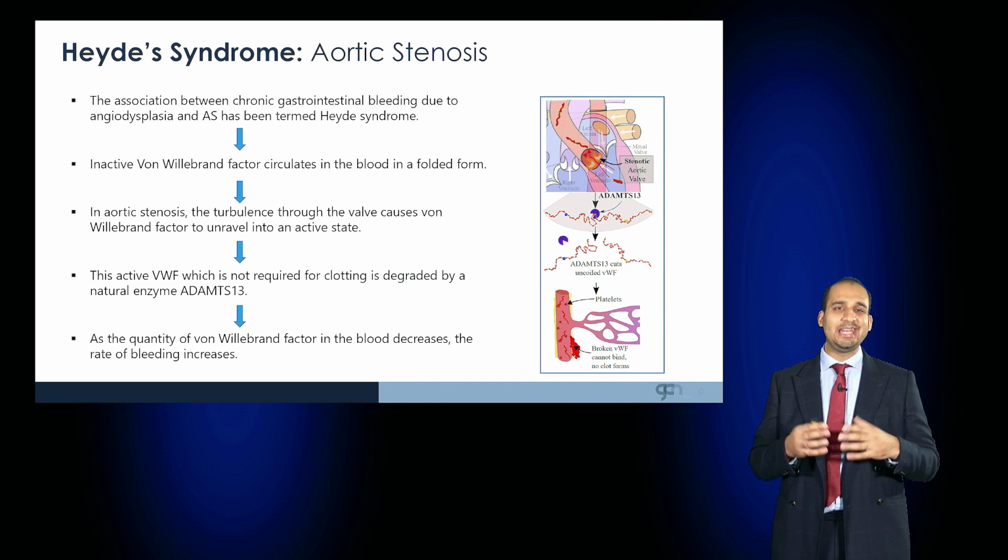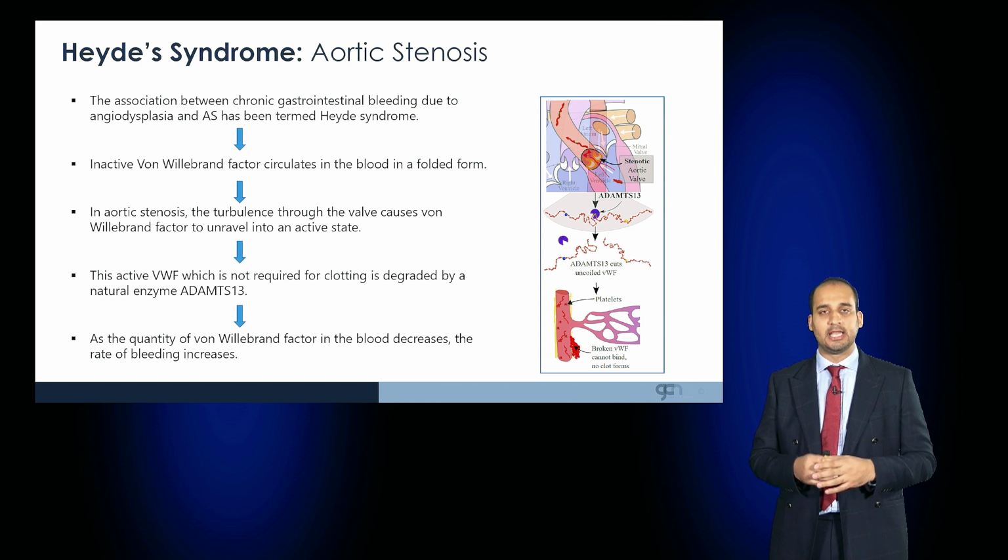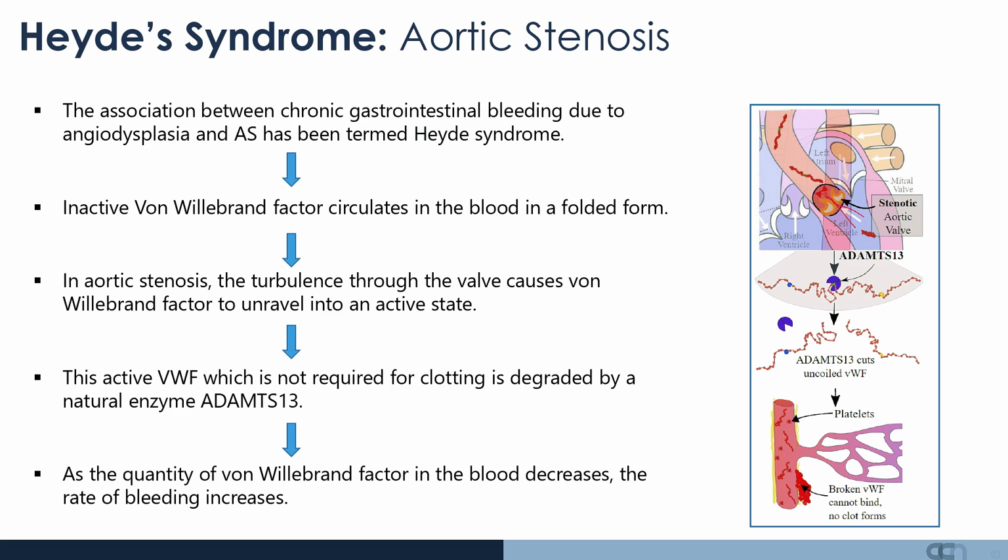And this is because inactive von Willebrand factor, which circulates around in a folded form, when it encounters the turbulence of the jet from the aortic stenosis, causes unraveling of the von Willebrand factor. Now, as this is not required, the von Willebrand factor is degraded by a natural enzyme called ADAMTS13. Consequently, the overall quantity of von Willebrand factor reduces in the blood, and so that increases the propensity of bleeding and results in angiodysplasia, and patients can present with symptoms of upper GI bleeding, such as melena.